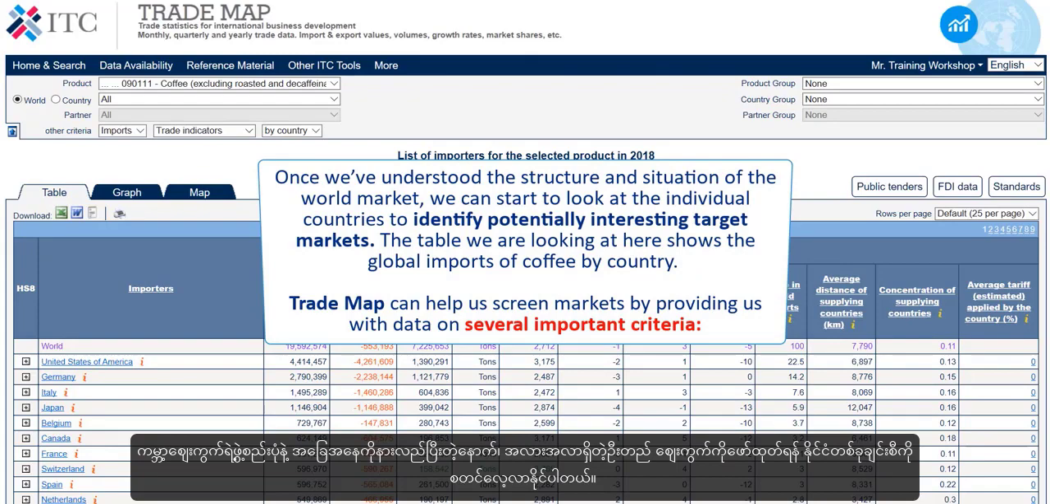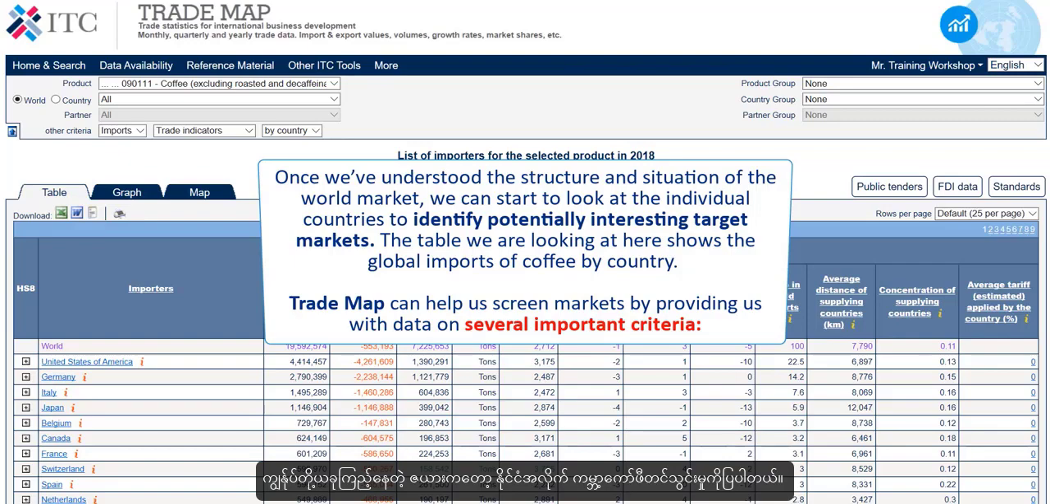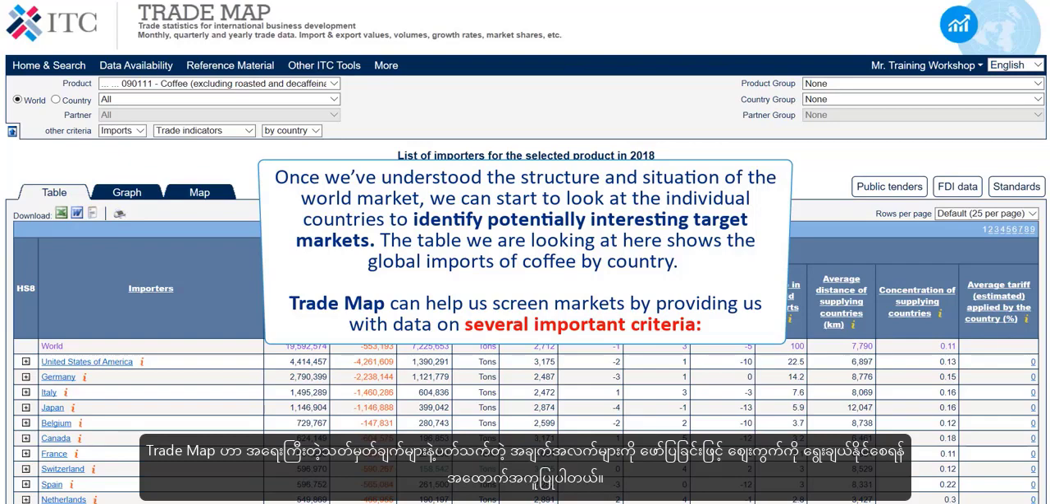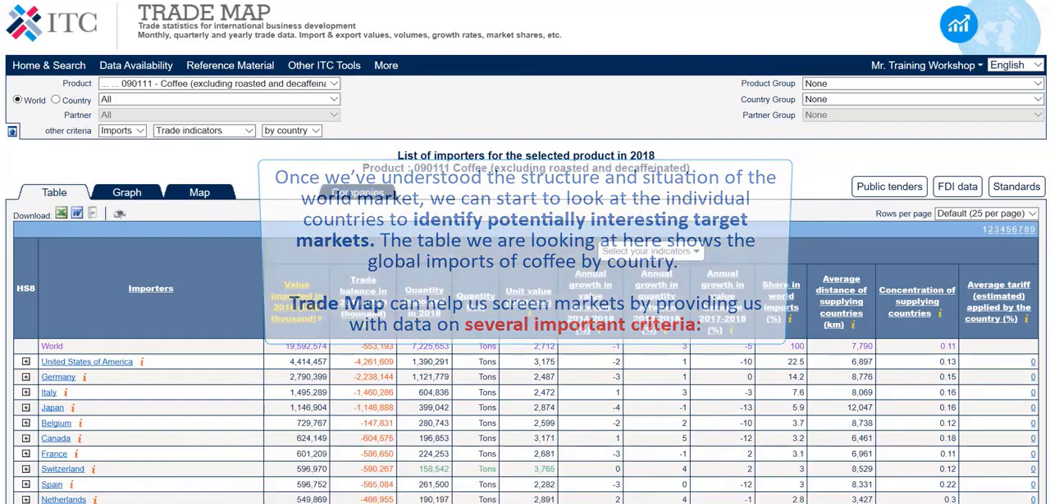Once we've understood the structure and situation of the world market, we can start to look at the individual countries to identify potentially interesting target markets. The table we are looking at here shows the global imports of coffee by country. TradeMap can help us screen markets by providing us with data on several important criteria.